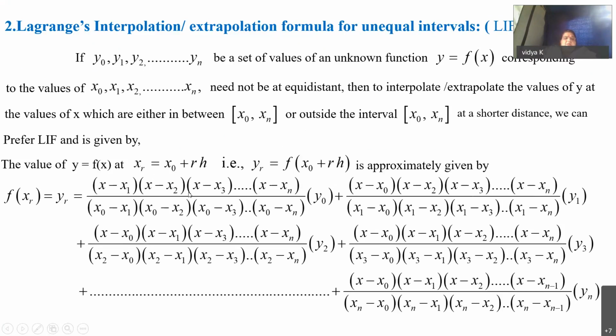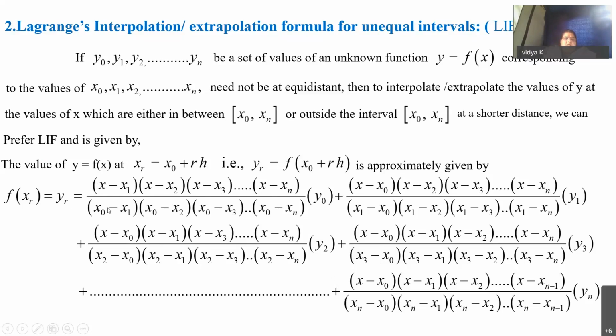So what is the formula here? So f at x, or y at an intermediate value of x. See the symmetry here. The first term is x minus, the first value you skip. You start with x1. x minus x1 into x minus x2 into x minus x3 up to the last value, x minus xn, and divide it with the same term.